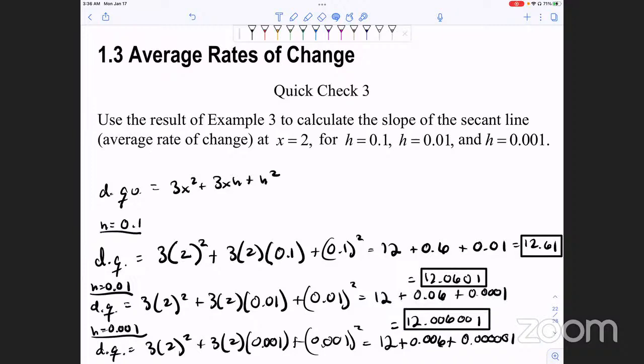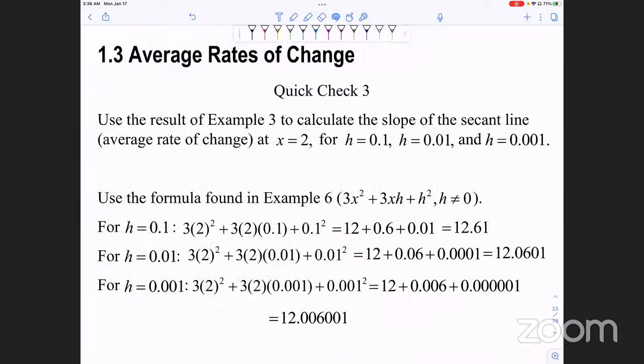Okay, that was an adventure. Looks like it's still connected. So we got 12.61, 0601. Oh, there it is. 006, 001, right?